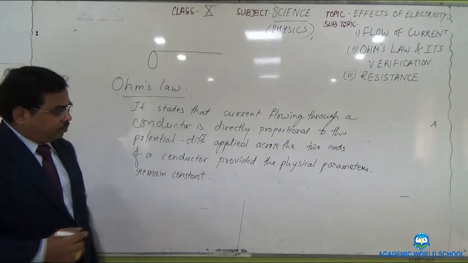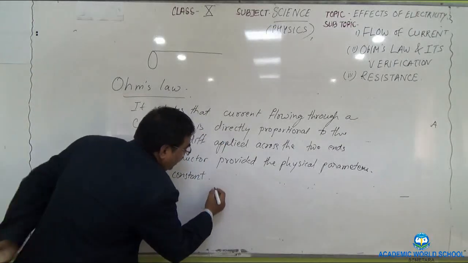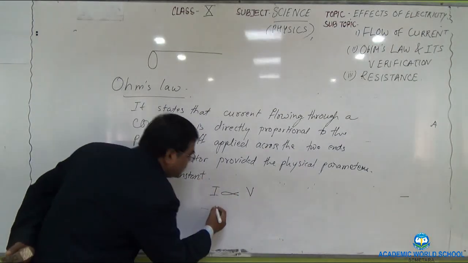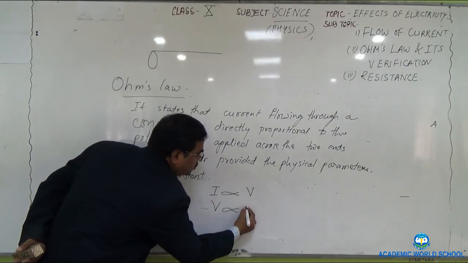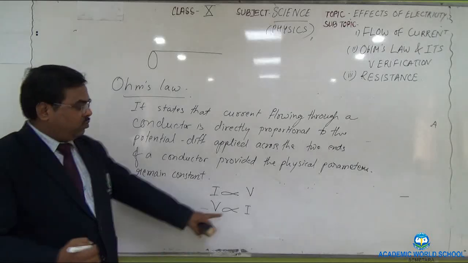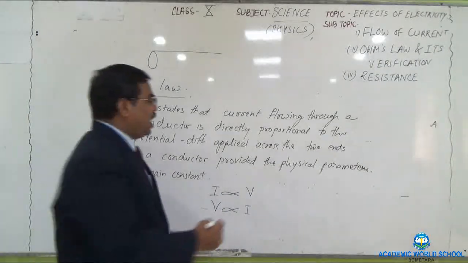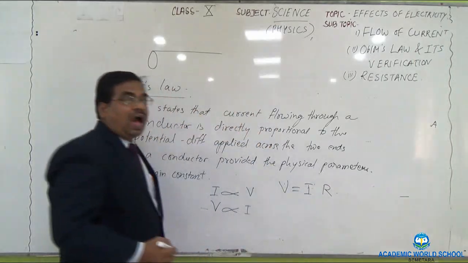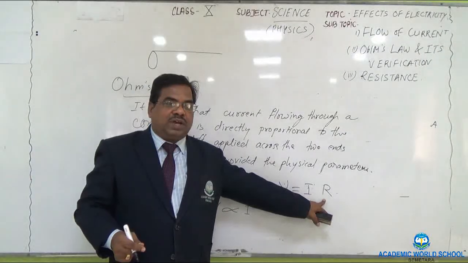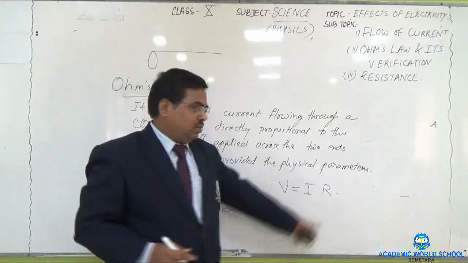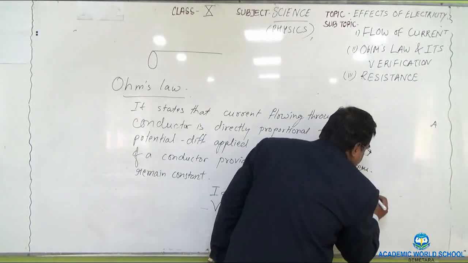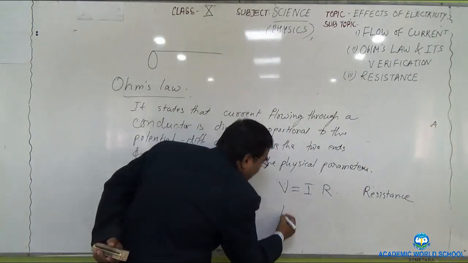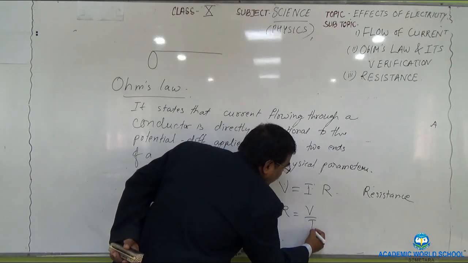So when we explain it, it will be current is proportional to potential difference, or I can write in the reverse way, V is proportional to I. Now this is proportional sign. I can remove the proportional sign by introducing one constant R. I have introduced a constant. This R is resistance. And to know more about resistance, R is equal to V upon I.